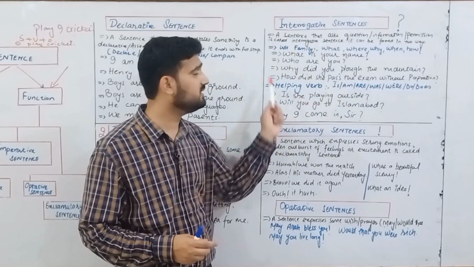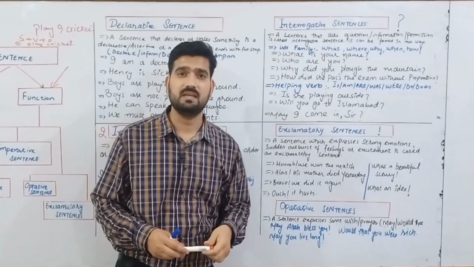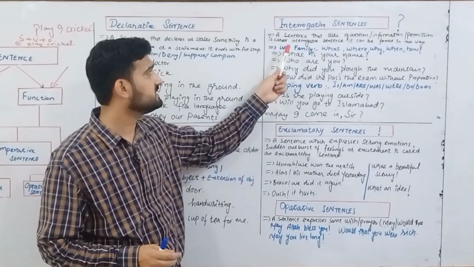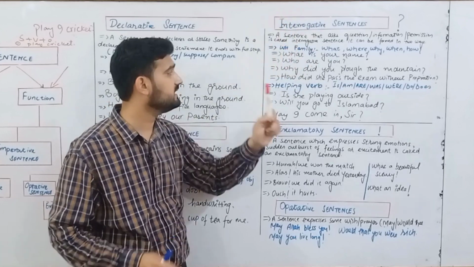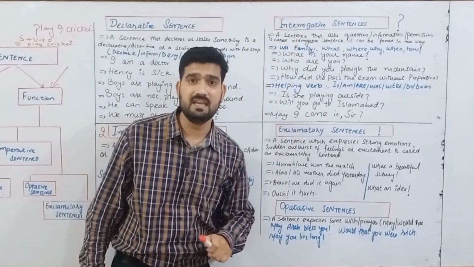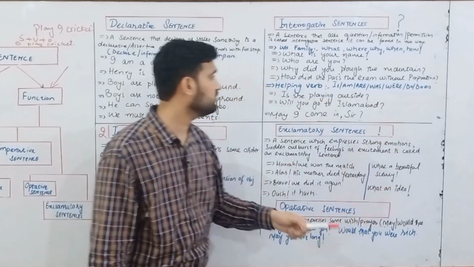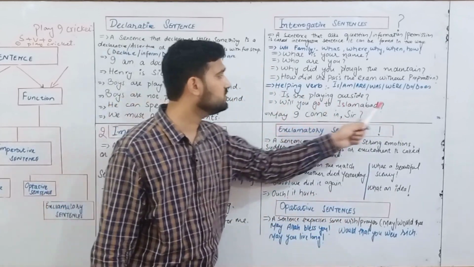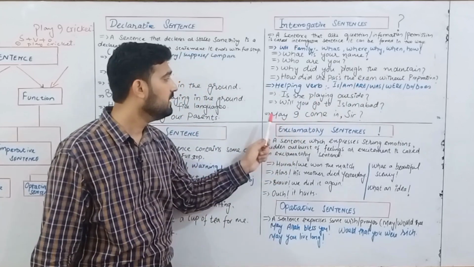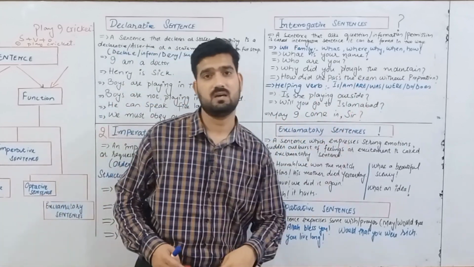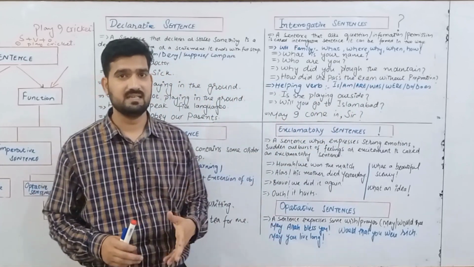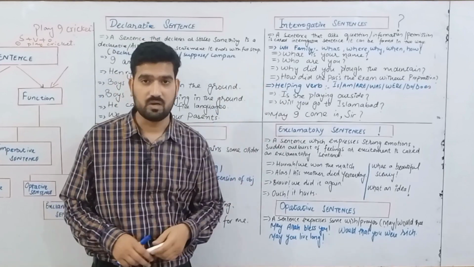So these types of questions with the WH family can be asked in the interrogative sentence, and we can also make interrogative sentences by taking a helping verb at the start of the sentence. For example, is she playing outside? Question mark here. Will you go to Islamabad? Question mark is there. May I come in, sir? Question mark there. So these types of sentences are always interrogative sentences.